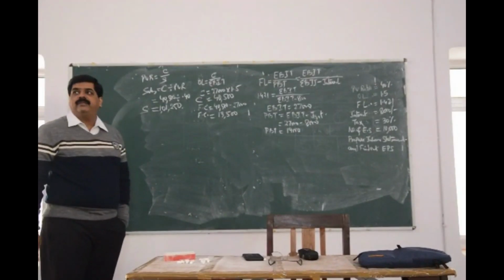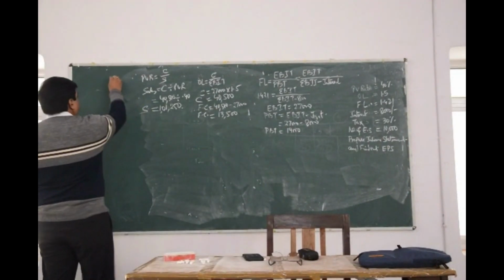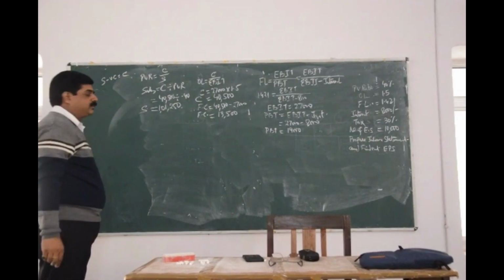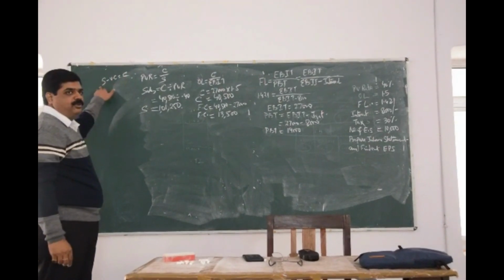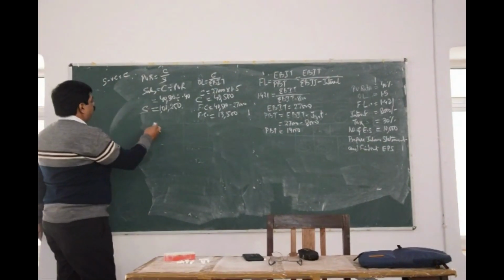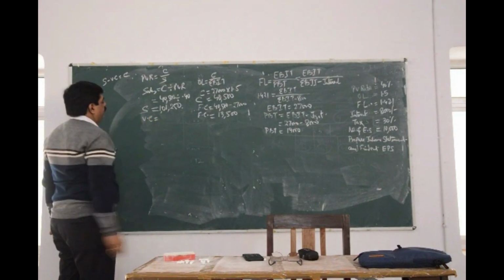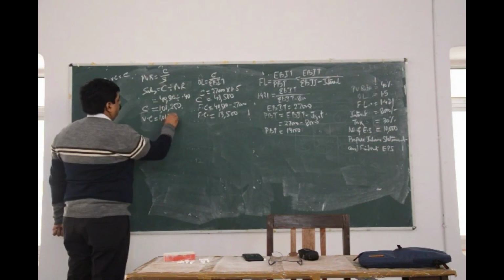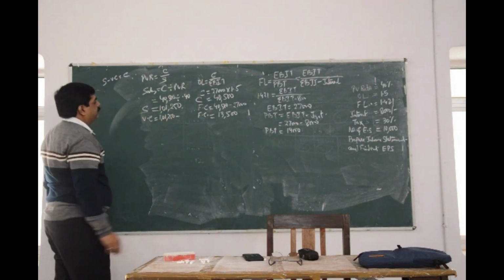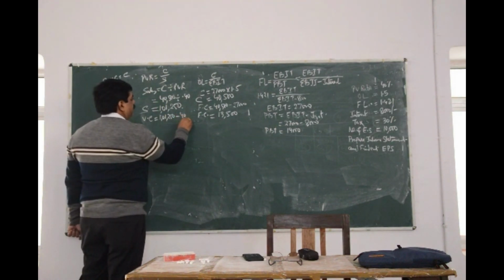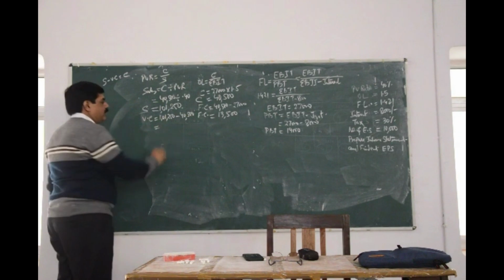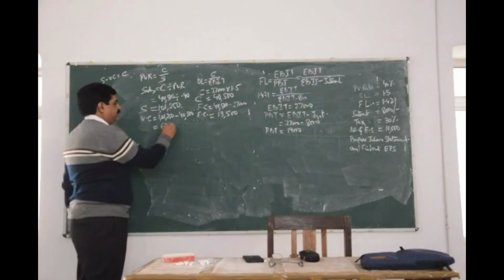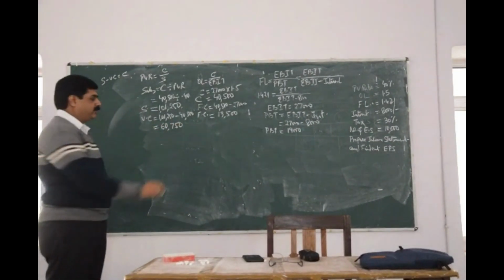We can calculate the variable cost also. As you are aware, sale minus variable cost gives you contribution. Contribution is known, sale is known, so variable cost can be calculated. Variable cost is sales, 1,01,250, minus contribution, 40,500. It will come to 60,750. This is your variable cost.